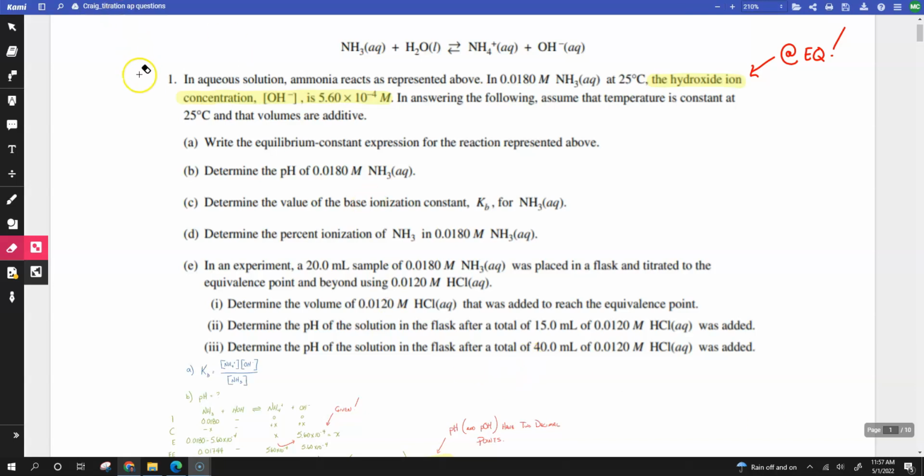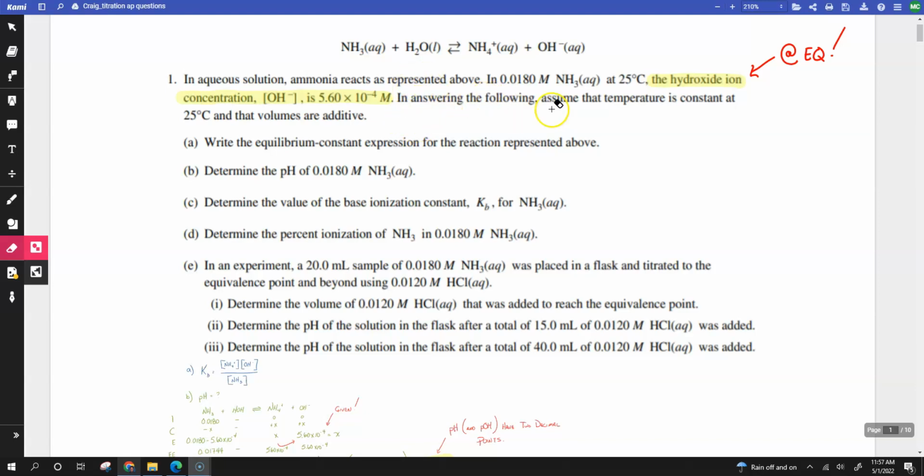All right, so the first part of the question says, in an aqueous solution, ammonia reacts as represented above. So up here's our reaction. In a 0.18 molar solution of ammonia, NH3, at 25 degrees, the hydroxide ion concentration is given. And again, whenever they're giving you a hydrogen or hydroxide ion concentration, it is at equilibrium. They're not going to say that's what we're starting with. It is at equilibrium. Same thing with a pH. If they're giving you a pH or a pOH, it's at equilibrium.